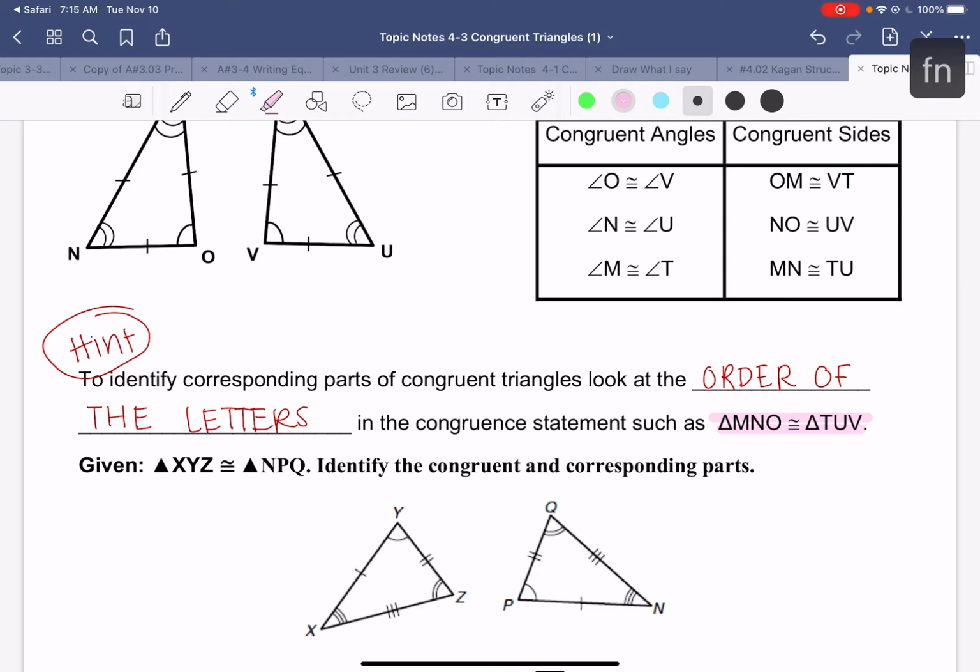In this congruent statement, we know that angle M is congruent to angle T because they're both the first letter of their own triangle. Likewise, line NO is congruent to line UV because they're in the same position and going in the same order.